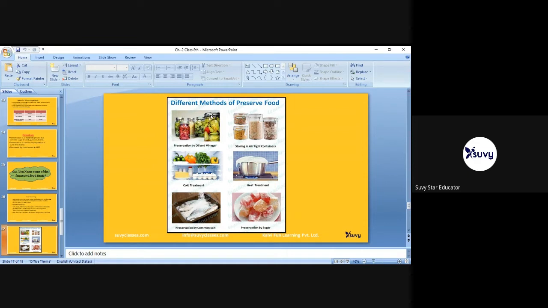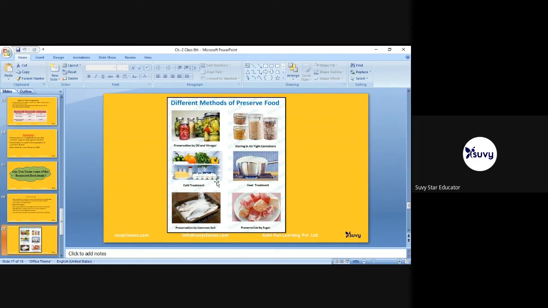Why are oil and vinegar added? To make a layer around that food item so that oxidation does not occur. Next is storing in airtight containers. You have airtight jars at home where you put some snacks, and sometimes lentils are stored in airtight containers. This is done to prevent direct contact of air with the food, because air has oxygen in it, and again oxidation will occur. Oxidation can destroy the food. That's why food items are stored in airtight containers.